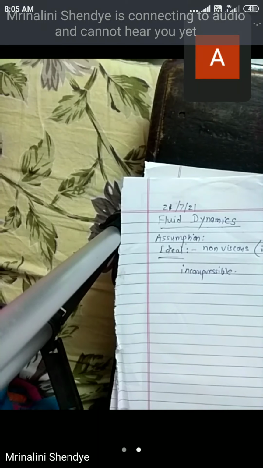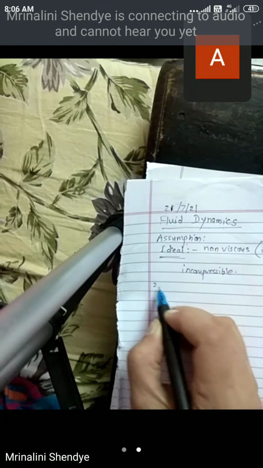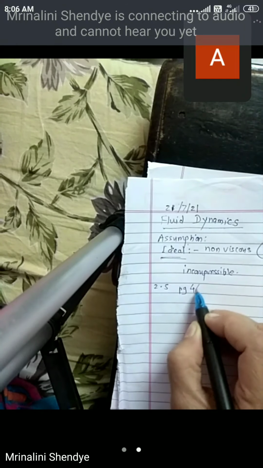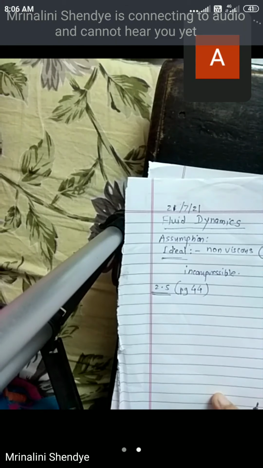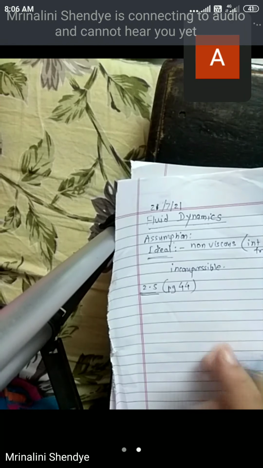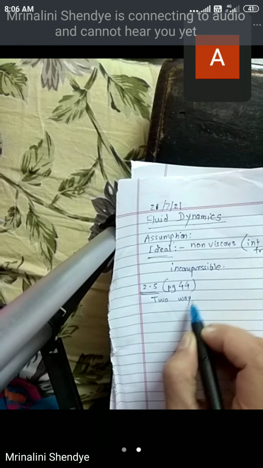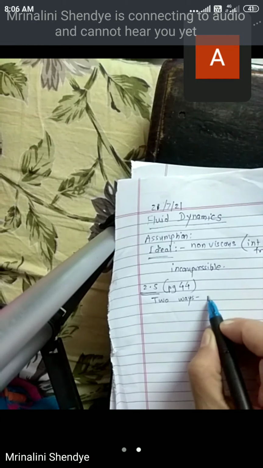So this is article 2.5 on page 44. Open page 44. We have started today with article 2.5. So fluids flow basically in two ways, following certain particular geometry.